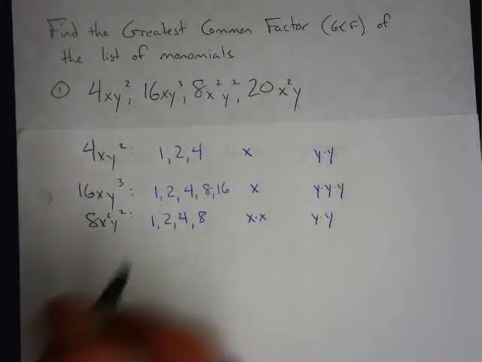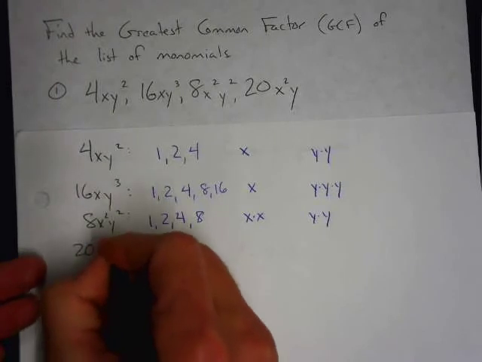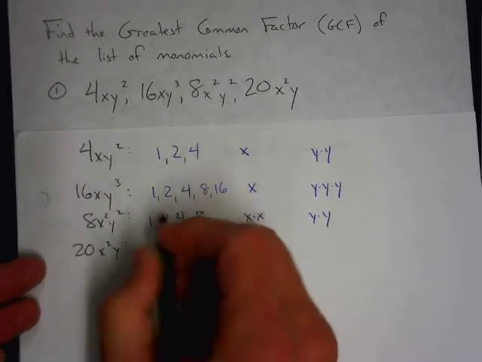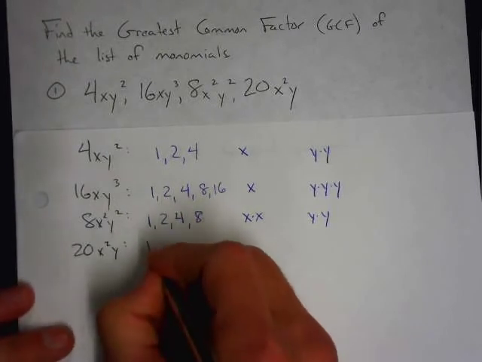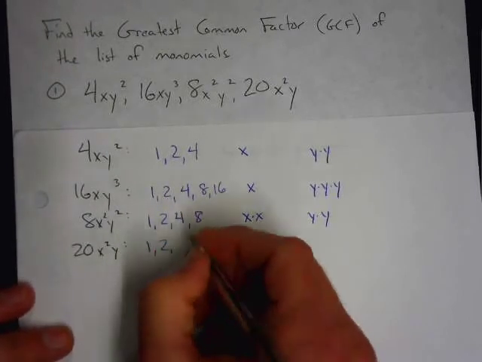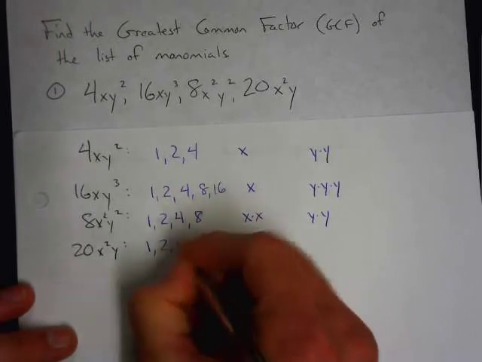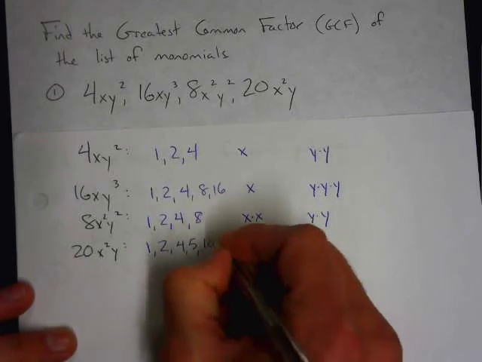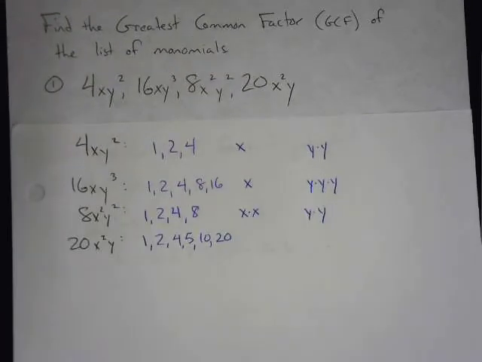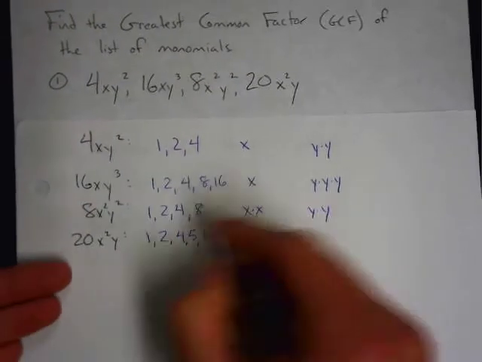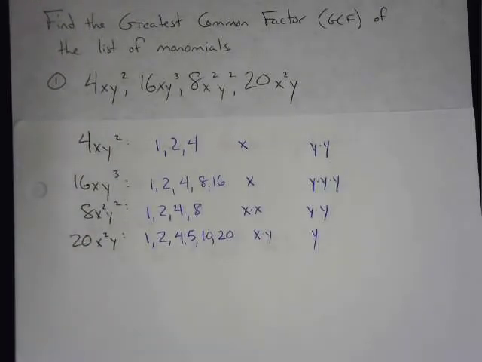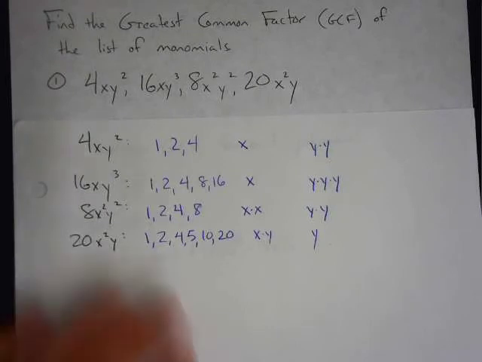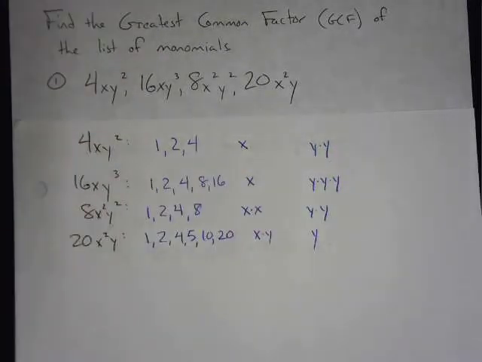And then lastly, 20x squared y. So the factors of 20, the gazintas, right? 1 goes into 20, 2 goes into 20, 3 doesn't, 4 does. 4 times 5 is 20, 2 times 10 is 20, and 1 times 20 is 20. So we have our factors of 20. There's x squared, and then there's y.